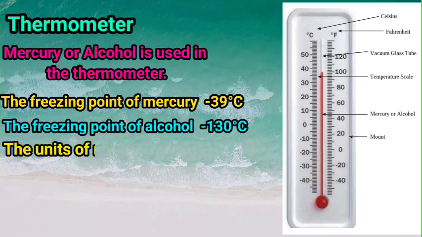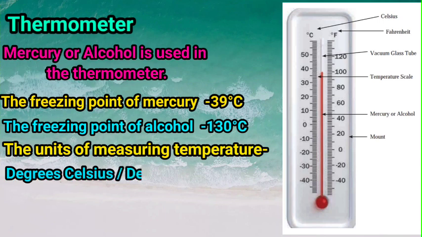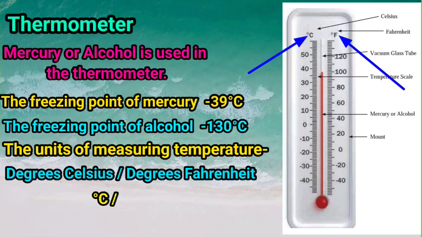The units of measuring temperature are degrees Celsius or degrees Fahrenheit, as shown in the figure. These are expressed as Celsius or Fahrenheit. The difference in the daily temperature can be observed with the help of this thermometer. Air temperature is measured in Celsius.